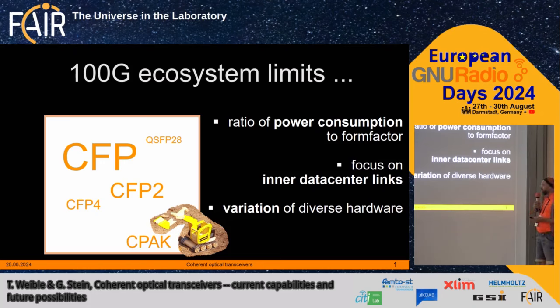When we compare them, there was some evolution with the smaller form factors, the CFP2 and CFP4. And the latest one, which is mainly used now, is the QSFP28, which is a nice, tiny form factor. Again, it has a drawback: it cannot consume that much power. And when we want to connect long distance links, like 40, 50, 60 kilometers, we need some power. So this whole 100 gigabit ecosystem was mainly designed for inner data center links and within metro spans.